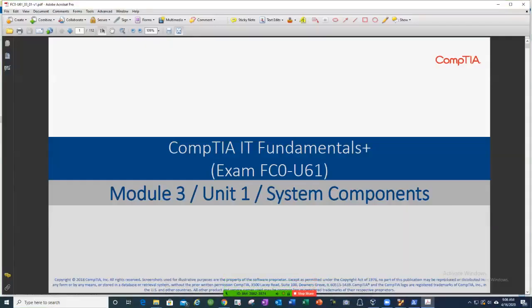All right, so welcome to another video on this CompTIA IT Fundamentals Plus certification. This time we're going to cover Module 3, Unit 1, and we're going to be talking about system components.